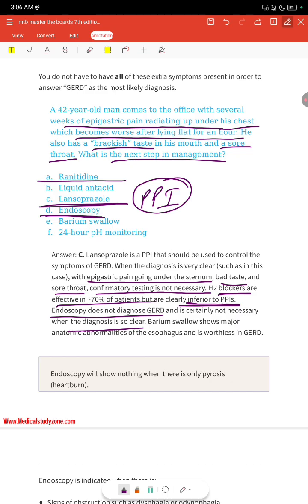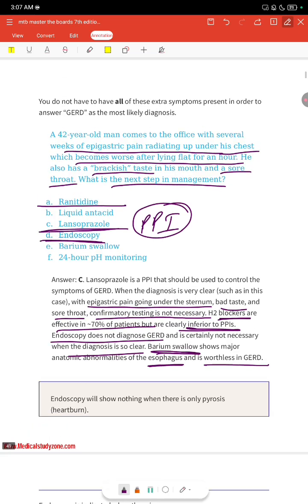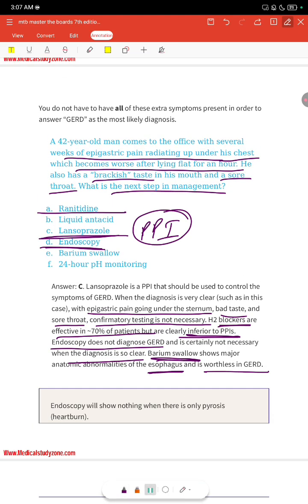Barium swallow shows major anatomic abnormalities of the esophagus and is worthless in GERD. So, for example, in cases of achalasia or some other anatomic abnormalities in the esophagus, we would go for barium swallow, but not here in cases of GERD. So the best answer and the right answer is lansoprazole.